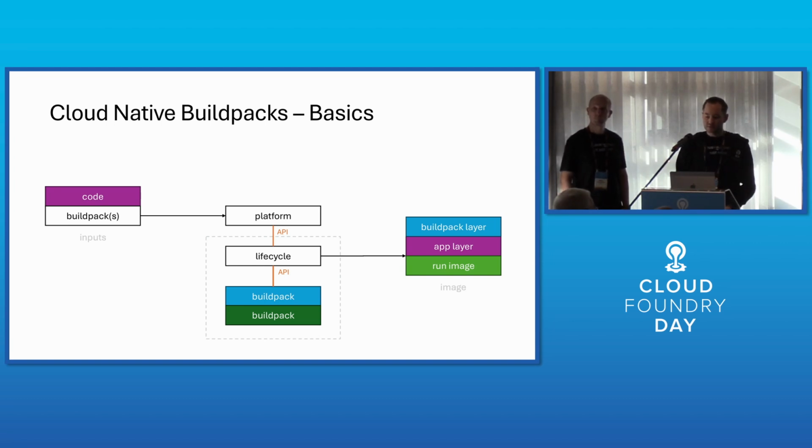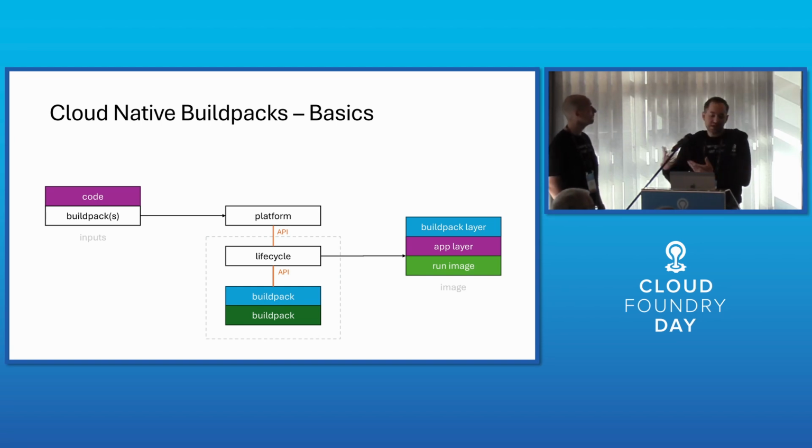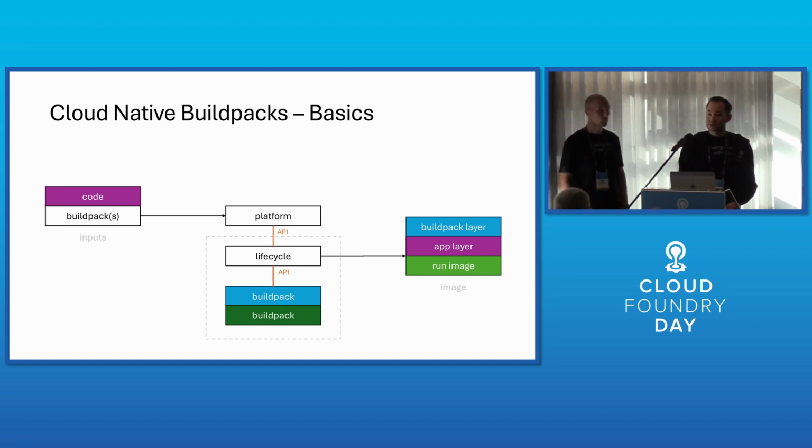In the end, the image which is produced is based on some image, a run image or a run image layer if you want. That can come as an input from the user as well. In our implementation, we rely on cflinuxfs4, so there are no changes there. Then you have your application code on top, and whatever layers buildpacks contribute. In case of a Java app, that could be a JVM, or, I don't know, for Dynatrace, some APM agent or anything else.